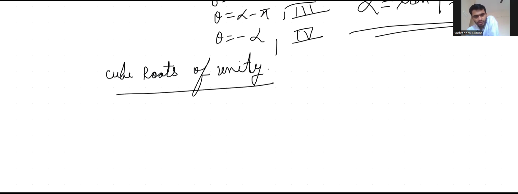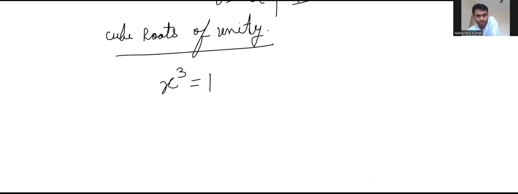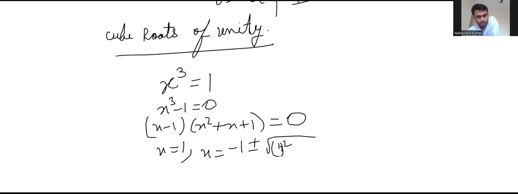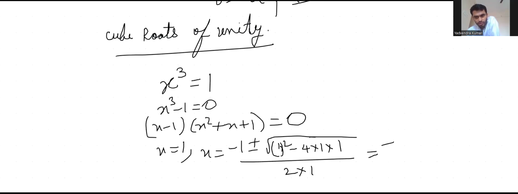Meaning we will solve the equation x cube is equal to 1. Right? And this equation will have 3 possibilities. So solve x cube minus 1 is equal to 0. We will get (x minus 1) times (x square plus x plus 1) is equal to 0. So if you solve, we will get x is equal to 1 and x is equal to minus 1 plus minus root under 1 square minus 4 into 1 into 1, divided by 2 into 1. So this is going to be minus 1 plus minus root 3 iota.